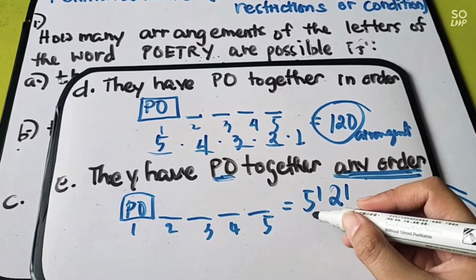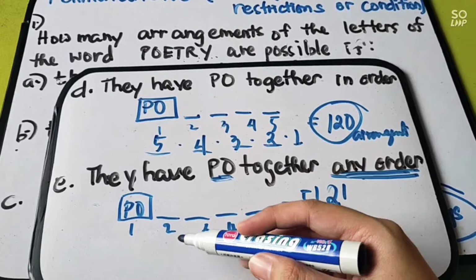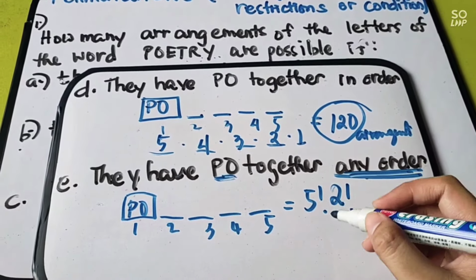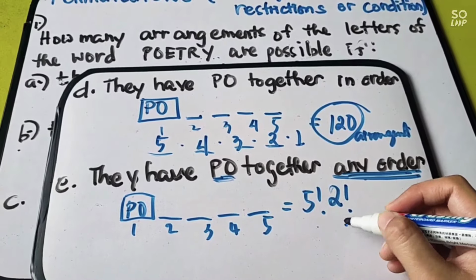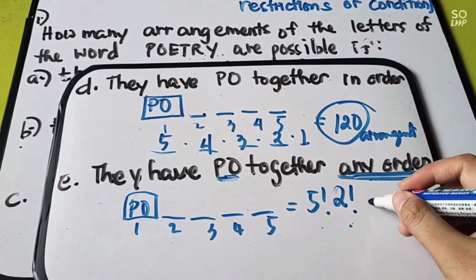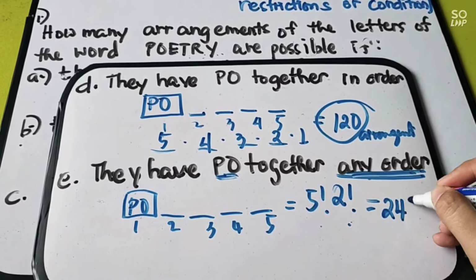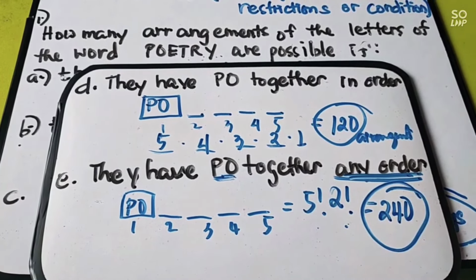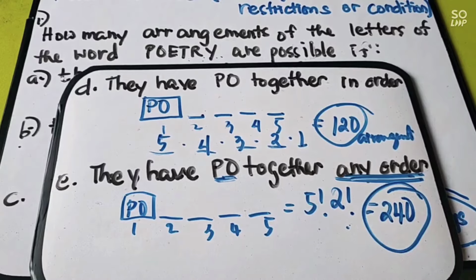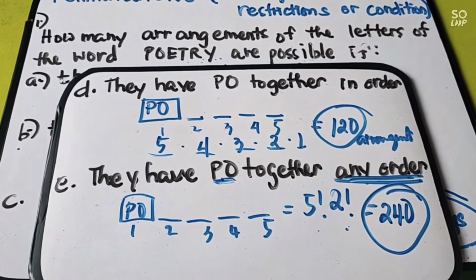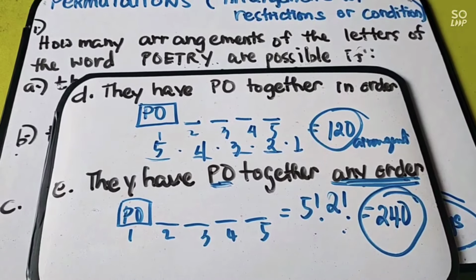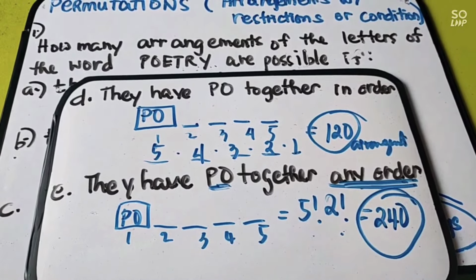Kaya, multiply mo ngayon si 5 times 4 times 3 times 2 times 1 kay 2 times 1, which is 5 factorial times 2 factorial. So, ang sagot dyan is 240 arrangement. Is it clear? So, kailangan intindihin mabuti ang sitwasyon. Sige, isa pang more example pa.